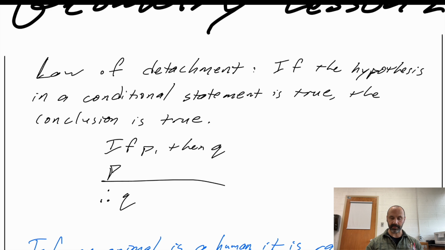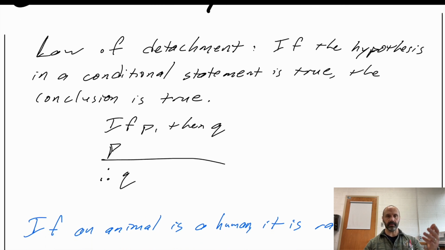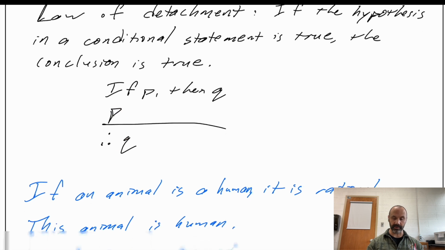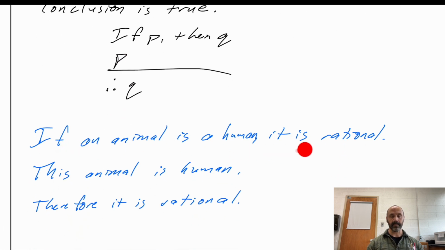The law of detachment. Now we're talking about conditional statements and arranging conditional statements. The law of detachment says this: if the hypothesis in the conditional statement is true, then the conclusion is true. So if P then Q, P, therefore Q. By the way, this little symbol here, the three dots, means therefore. So, for example, if an animal is a human, it is rational. This animal is human, therefore it is rational.